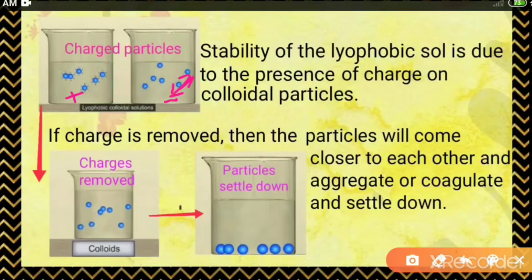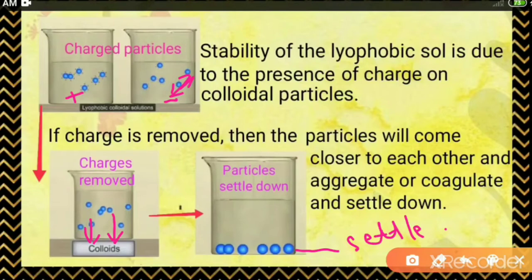But when these charges are removed by some means, it is observed that the particles will come closer, because now there is no repulsion between them, since there are no charges. So the particles come closer to each other, they aggregate, or we can say coagulate, and the particles start settling down, and we can see that the particles all get settled. So this shows that the particles will coagulate, or we can say they aggregate.